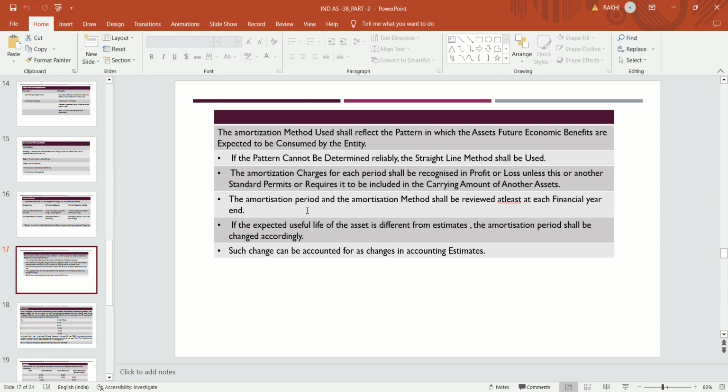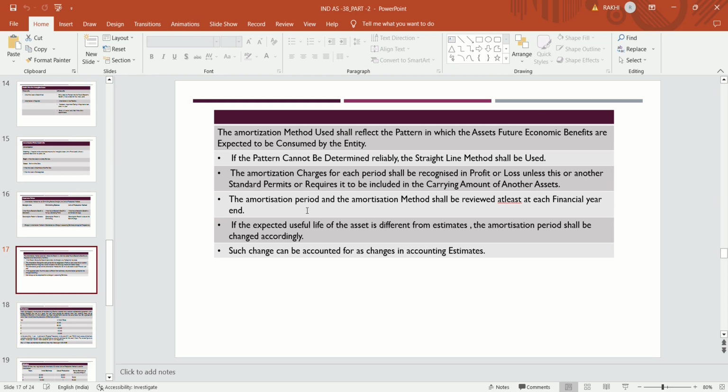PL account, unless this or another standard permits or requires it to be included in the carrying amount of another asset. So it should be amortized and recognized in PL every year, unless there is a separate standard which permits including that in the carrying value of another asset.